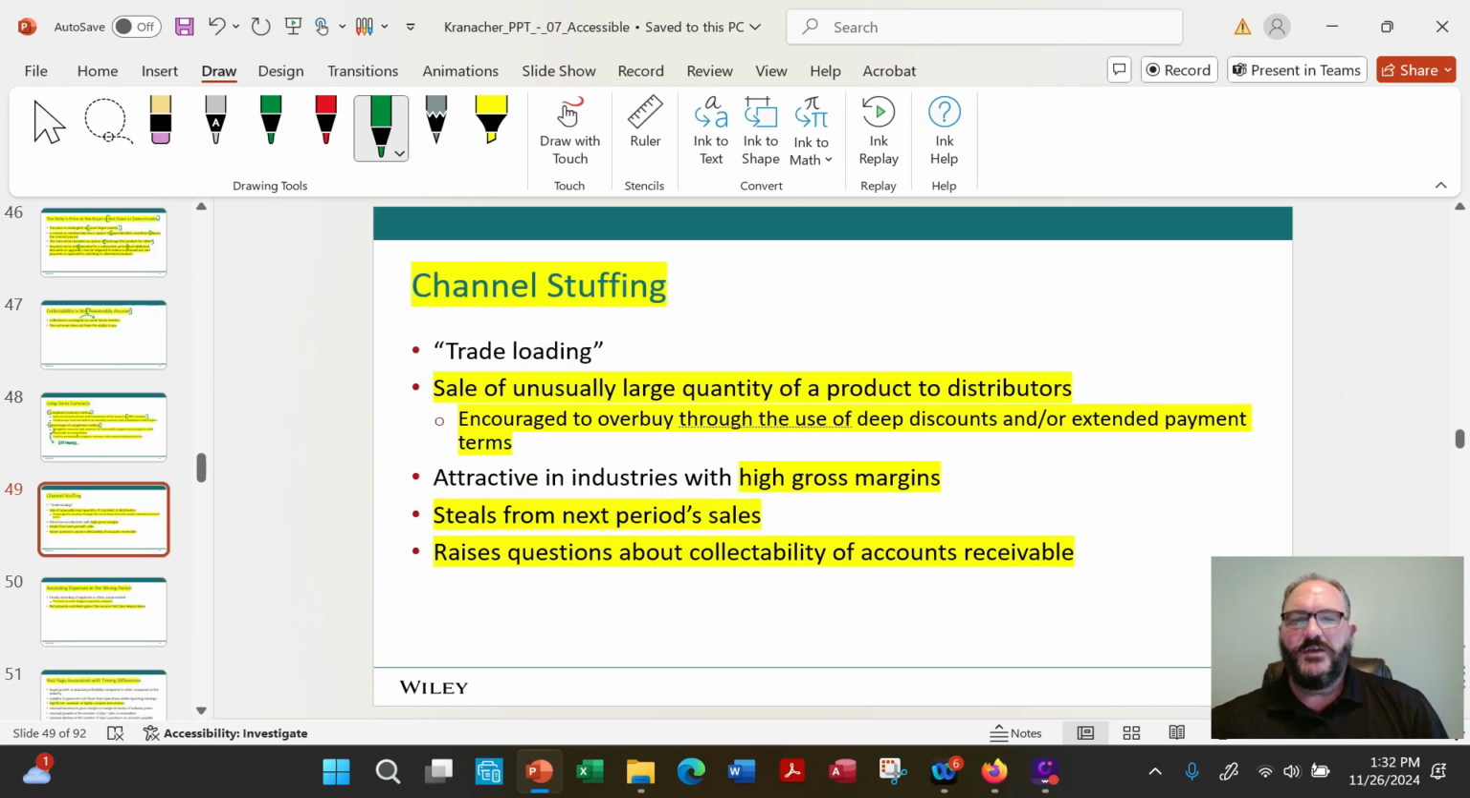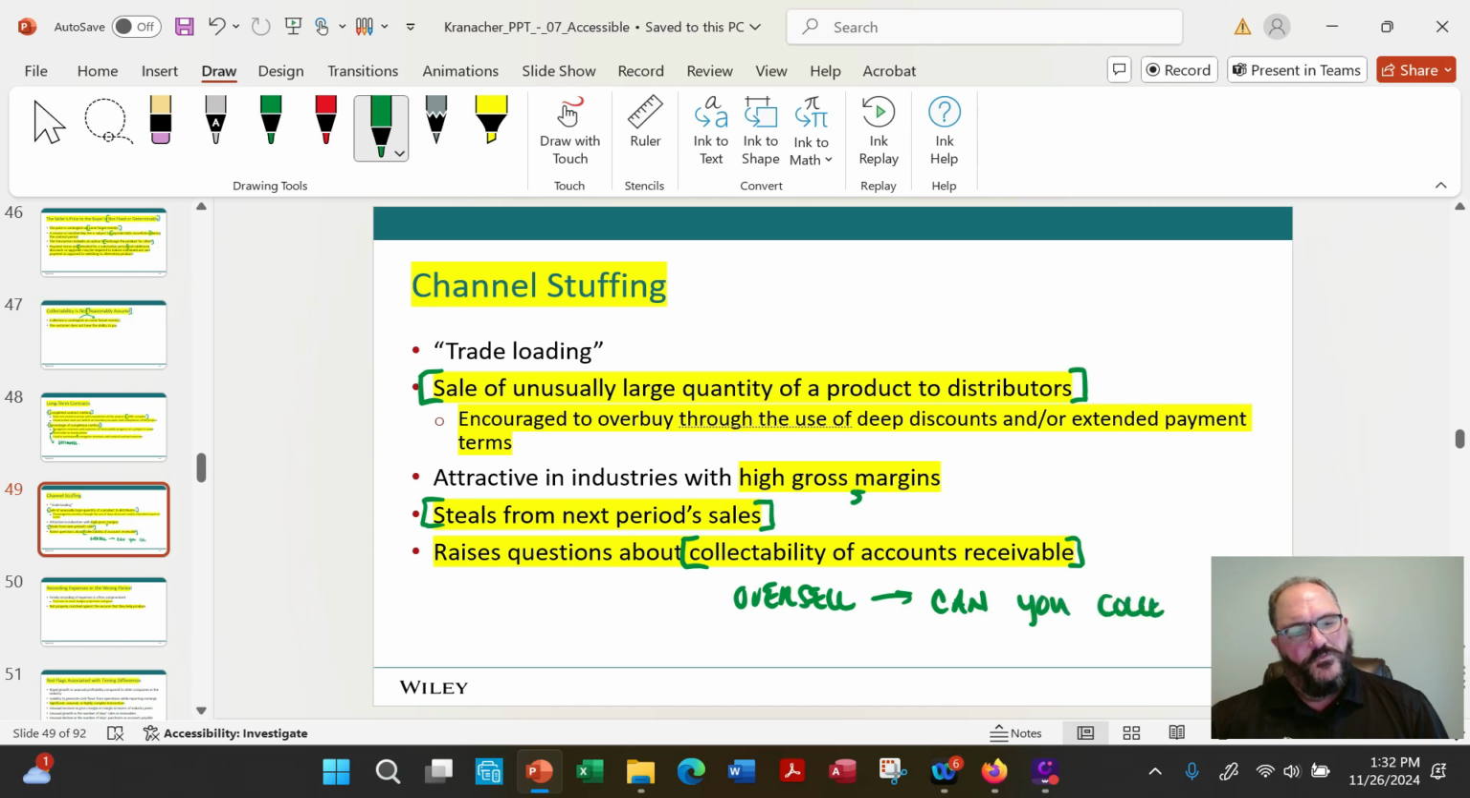Okay. Channel stuffing, we talked about this before. Overbuy, giving deep discounts. By the way, if there's good gross margins, they tend to do that. But again, it just steals from the next period. And then collectability of accounts receivable. If you oversell, can you collect? You oversell the stuff, you give them great discounts, but at the end of the day, they have to be able to pay you in order to make the sale.